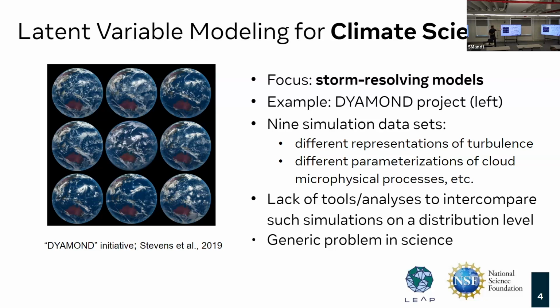And they all differ in terms of how they represent turbulence, how they parameterize subgrid processes. So lots of model differences. And the implications of these differences are not very well understood, right? So in some sense, there's a lack of tools or even methodologies that would allow you to compare the consequences of these different model choices on a global level. So this is the problem we would like to address here in today's talk.